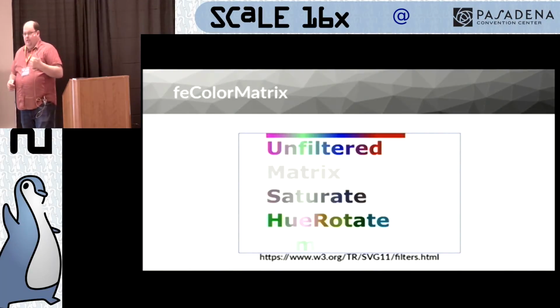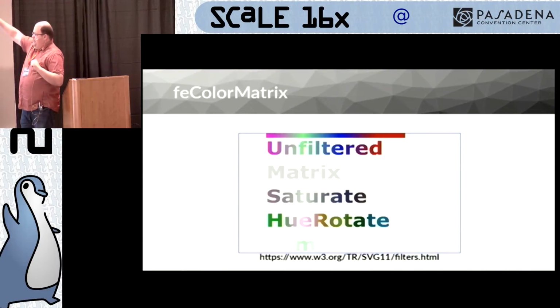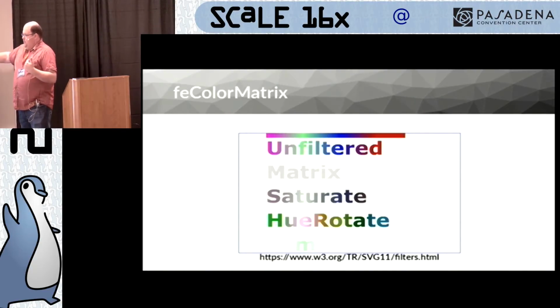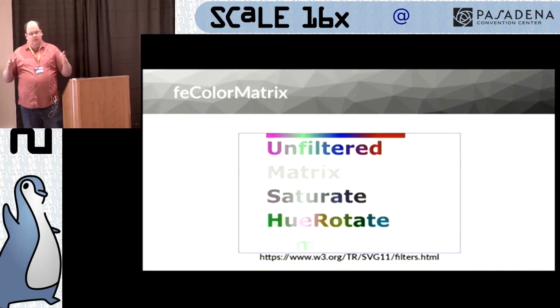There's also FE color matrix, the color matrix filter. What this allows you to do is to edit the color channels based on a set of matrix parameters. So we've got unfiltered at the top, which is this crazy gradient. We can do a matrix, which is the absolute most flexible. You can set all the parameters. You can make your linear algebra teacher happy. But that's probably not as useful for most people as saturate and hue rotate, which allows you to set a single value for saturation or doing a rotation across the entire image. This is where you start to get to like your Instagram type effects.